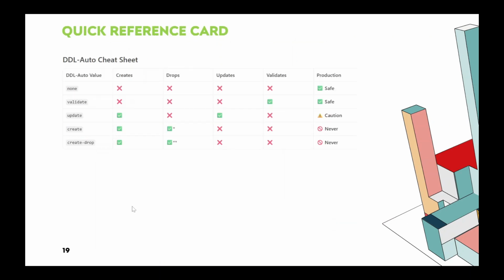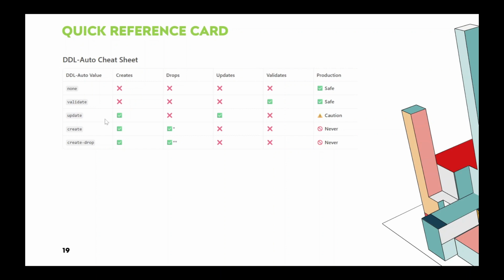So here is one more thing I am repeating. This is very important. Cheat sheet. None: do not create tables, do not drop, do not update, do not validate. It's very safe for production. Validate: do not create tables, do not drop tables, do not update tables. Just validate, and throw an exception. Very safe for production.